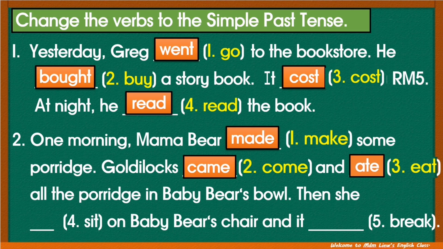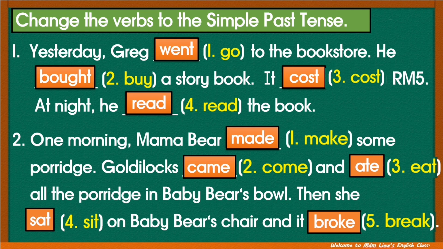Then she sit. Can you guess the past tense? It's sat. S-A-T. Sat. Sit becomes sat. She sat on Baby Bear's chair and ate bread. What is the past tense of break? It's broke. B-R-O-K-E. Broke. Break becomes broke. And it broke. Now, let's read the verbs together.